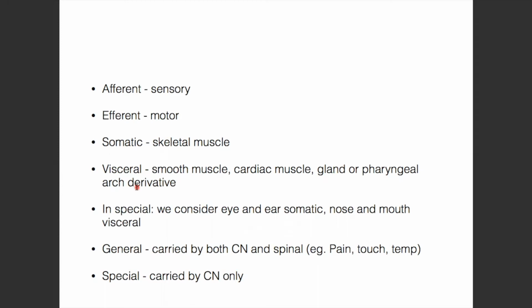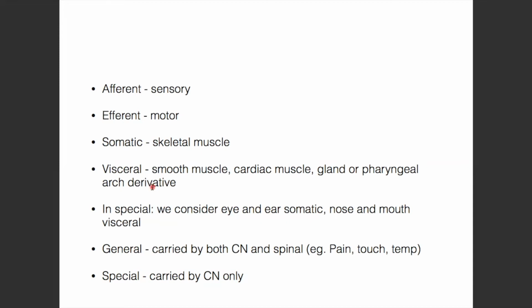Next, pharyngeal arch derivatives are embryologically coming from a special area in the head and neck called the pharyngeal arches. There are 6 arches with specific organs and muscles. Even though they're skeletal muscles, we consider them visceral. So it's either smooth, cardiac, glands, or pharyngeal arch derivatives of skeletal muscles. It's very important to memorize the pharyngeal arch derivatives from both a neuroanatomy and an embryology point of view.